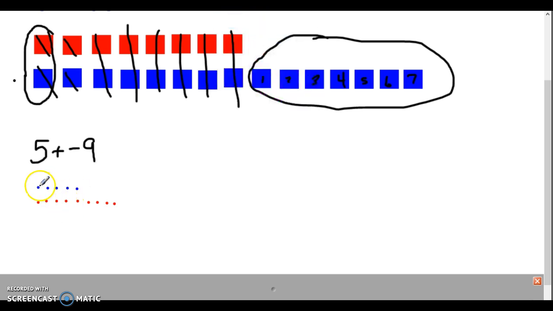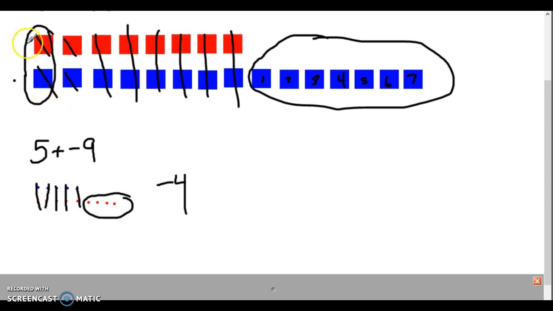Now, when I look at this, these two right here would cancel and make it 0, 0, 0, 0, 0. And I have 4 left over, and they are the color red. So positive 5 plus negative 9 would equal negative 4.